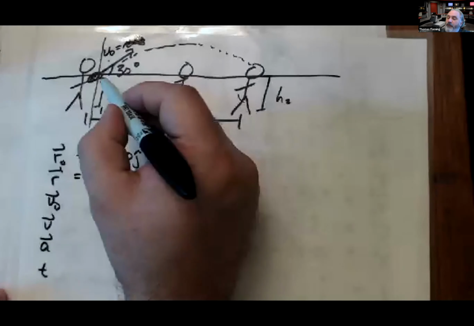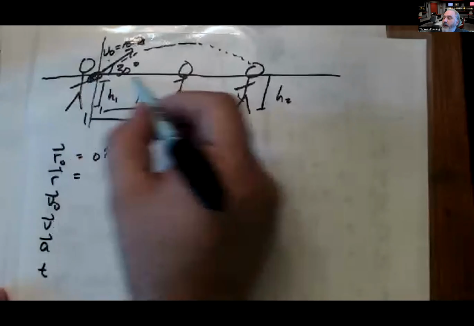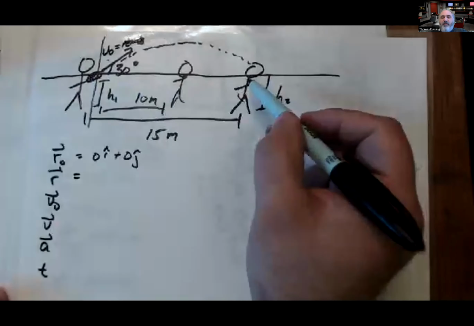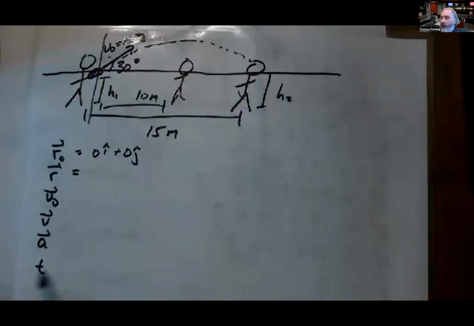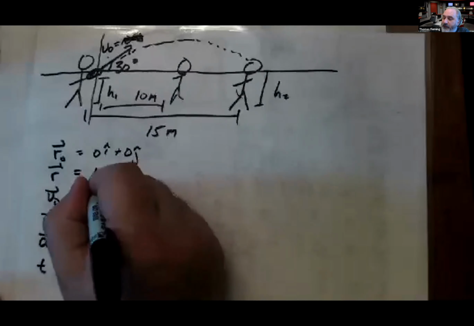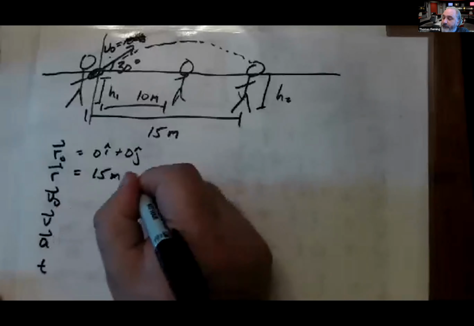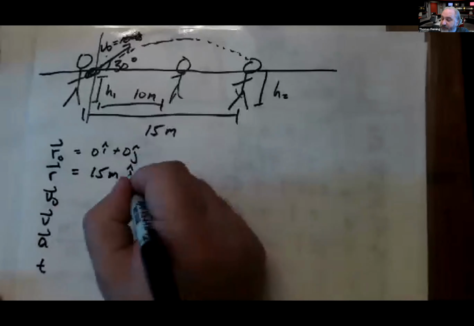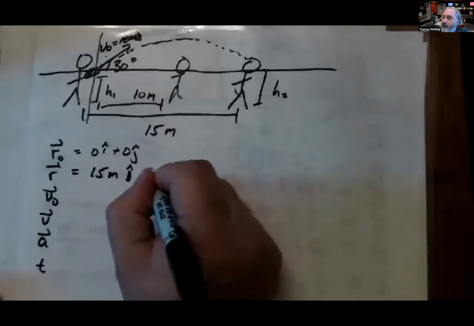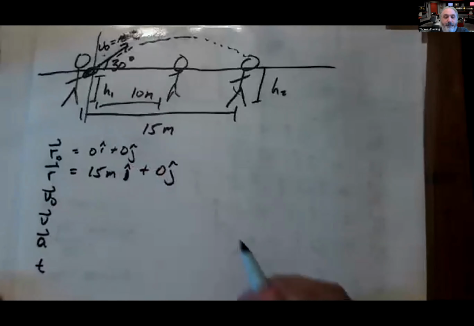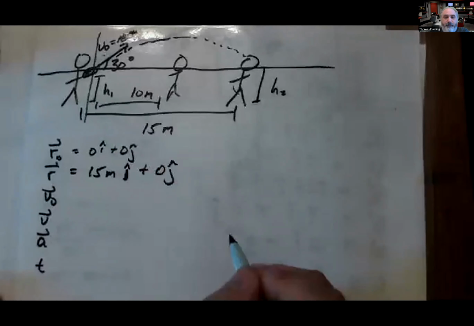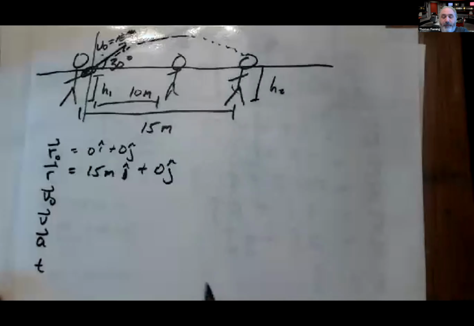Now, the receiver is ahead of him. He's forward in the x direction, but he's at the same height. So his y position is still 0. So this will be 15 meters in the i direction, that's an i, not a j, plus 0 for j. Right? That's the position of the receiver.